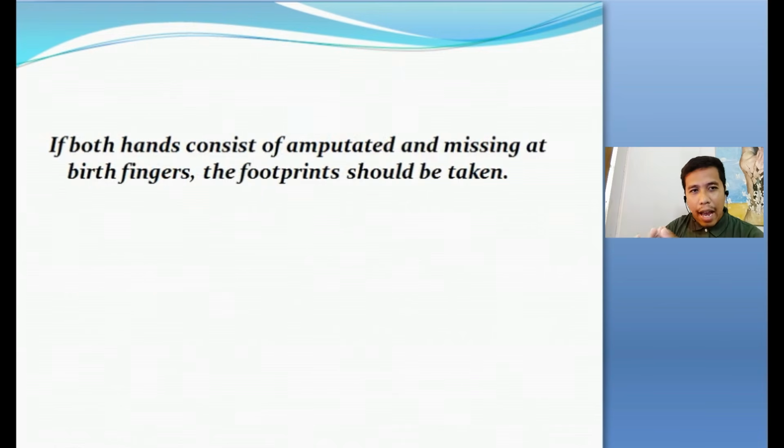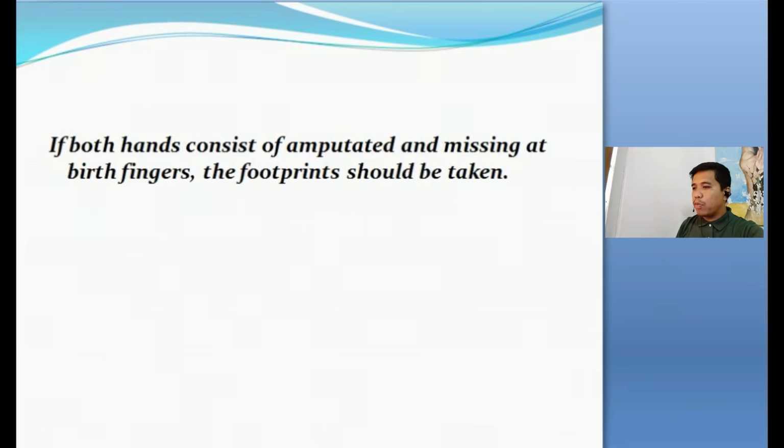If the hands are amputated and the fingers are missing at birth, a solution according to the fingerprint manual of the FBI, you take the footprints. Okay? You take the footprints in lieu of the fingers. Okay? In lieu of the fingers because it is missing.